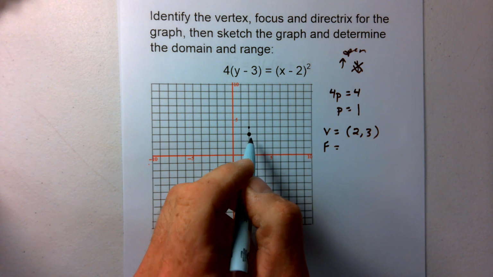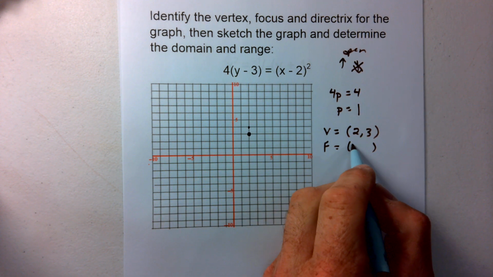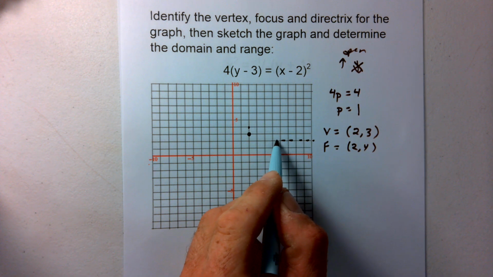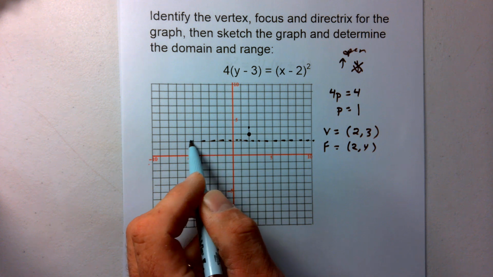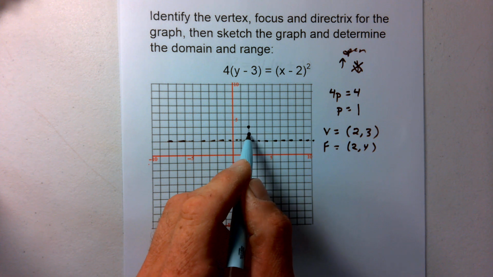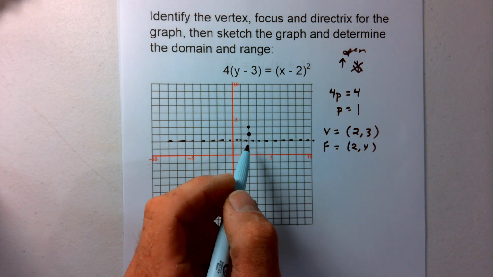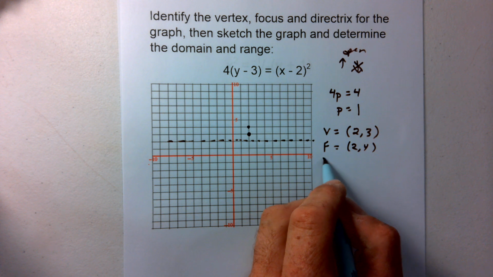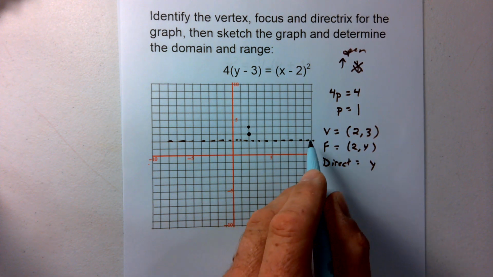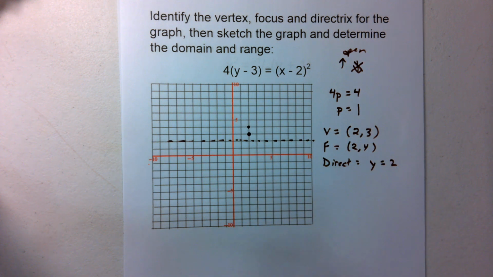Our directrix, we can go ahead and label that, I guess, then. So the focus is going to be at (2, 4). Our directrix is going to be 1 unit below our vertex. So our p value, we have 1 unit between the vertex and the focus, and 1 unit from the vertex to the directrix. So our directrix is going to be an equation. It's going to be y equals 2.